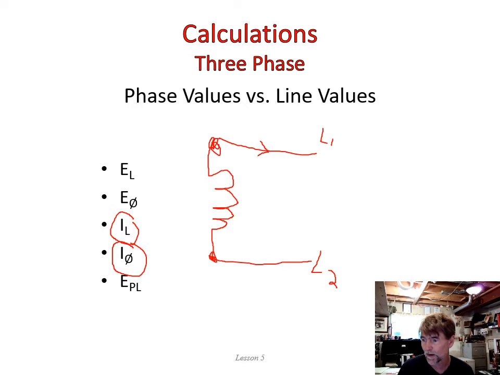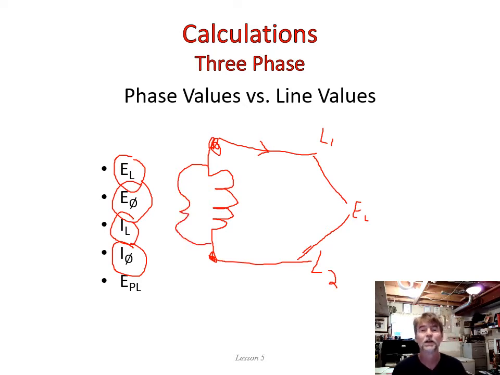Likewise, E line, well, I probably should have started with the conversation about E phase, but that's okay. E line asks the question, what is the potential difference between line 1 and line 2? The potential difference between those is E line. Or E phase: what is the potential difference across that coil of wire? That is E phase. So what is the potential difference across the coil and across the line?